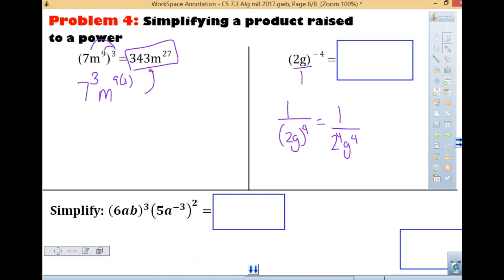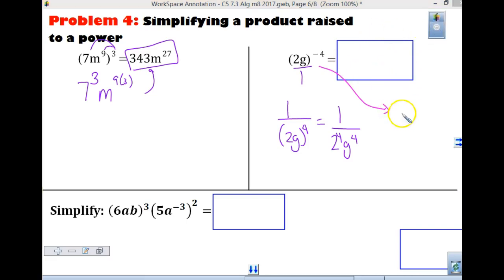Here's the other way of doing that problem. The second way of doing that problem, it's going to give us the same answer both ways. The second way is saying, oh, that'd be 2 to the negative 4 and g to the negative 4. Do you agree with what we just talked about? And then, am I still going to now rewrite this and get this answer next?